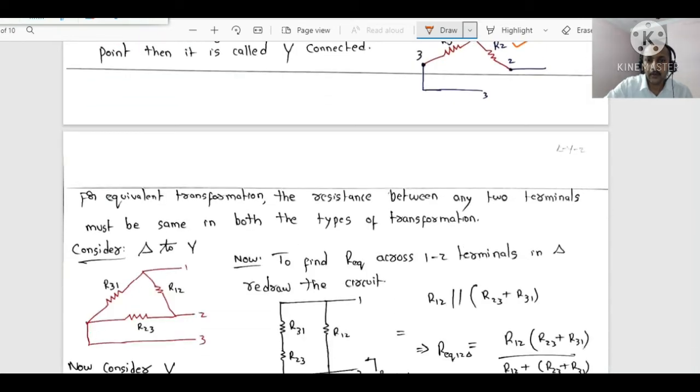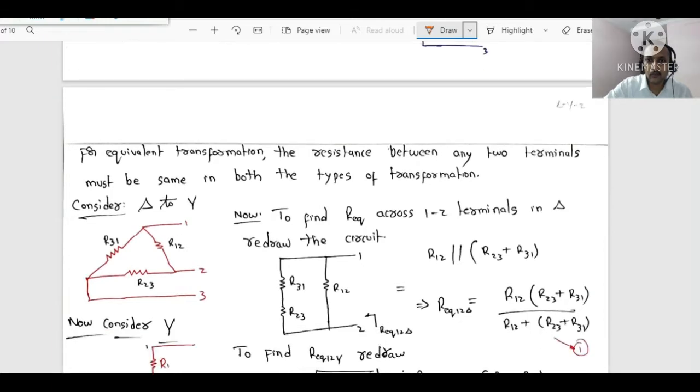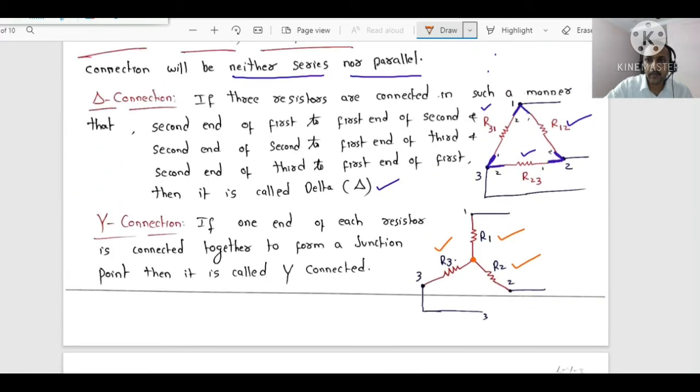Now let me see the transformation. What do you mean by that? For example, if a delta is given, you can draw it or transform it into an equivalent star, like this connection we can make. But after transformation, what should be the value of R1 in terms of R12, R23 and R31? How much should be the value of R1?